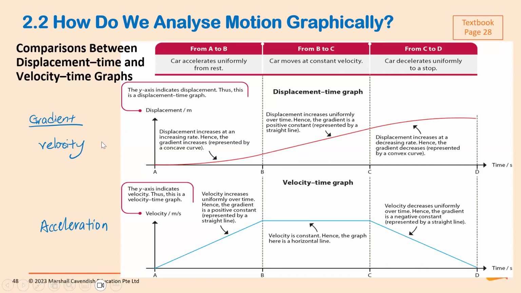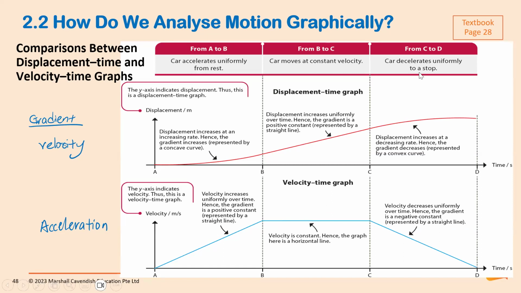Then next, I need to link constant velocity to acceleration. If I'm having constant velocity, it means I am not moving faster and faster and faster. My velocity is always the same. So it means I have zero acceleration. Zero acceleration means zero gradient on the velocity time graph. So zero gradient means a flat line on the velocity time graph.